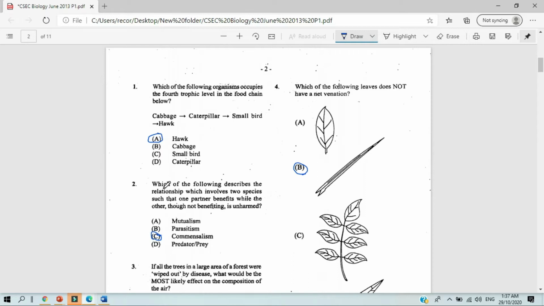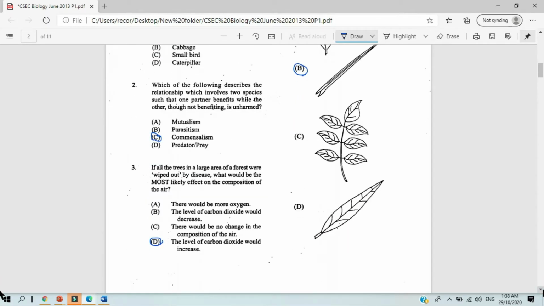Number 2, which of the following describes a relationship which involves two species such that one partner benefits while the other, though not benefiting, is unharmed? I like to say that is textbook. That is pretty much a definition of how we would define commensalism. So your answer there is going to be C, commensalism.